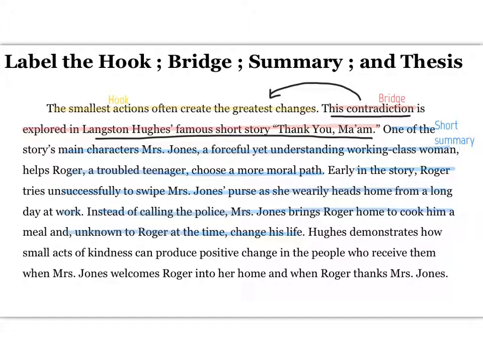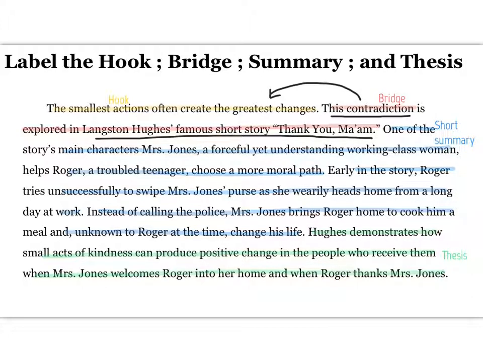Finally, I need to label the thesis. Looks to me like this last sentence is the thesis, and that makes sense for the funnel structure. I started broad, and then I got more and more specific until finally I have the most specific sentence about my thesis for this particular story.